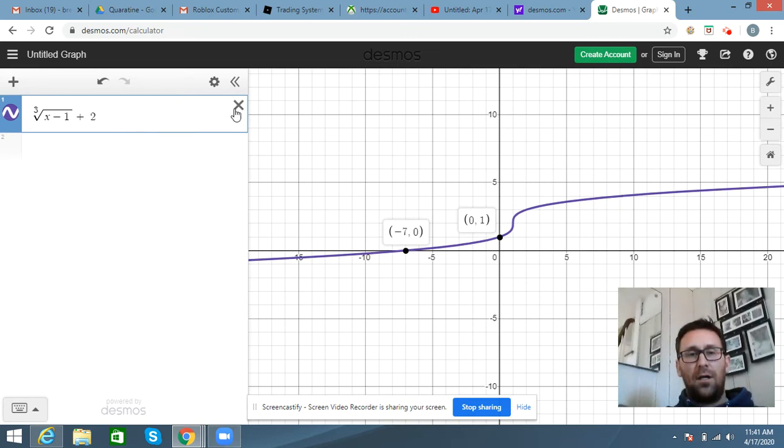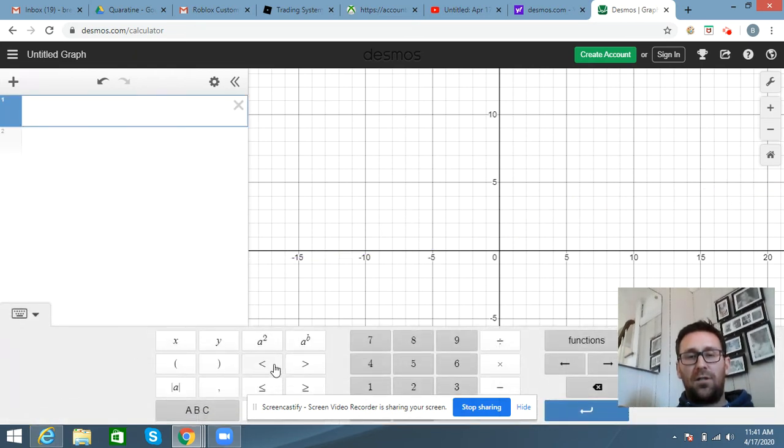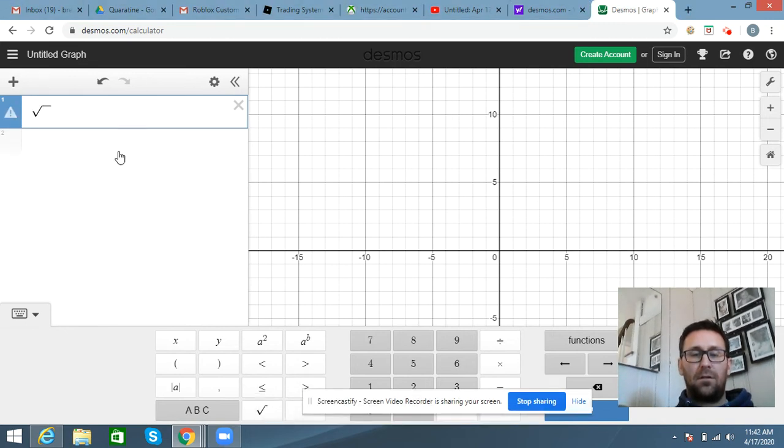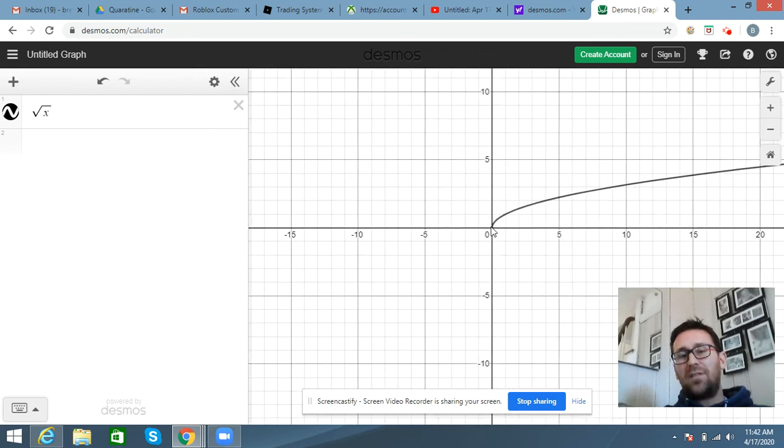Okay, now I want to show you a square root function also on the quiz. So the square root of x looks like this one. Okay, the reason why we don't cross the negatives is because you can't take the square root of a negative number, or you can't take the square root of a number and get a negative.